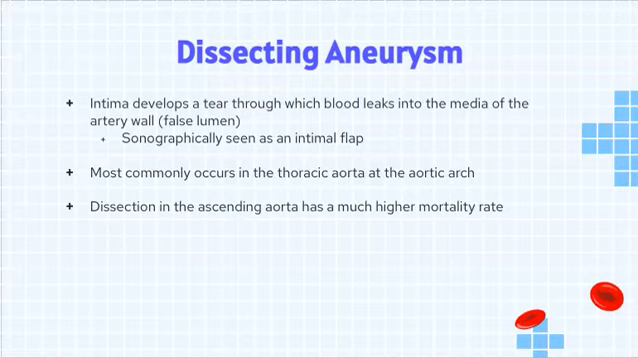Most commonly, a dissecting aneurysm occurs in the thoracic aorta at the aortic arch. If there is a dissecting aneurysm in the ascending aorta, the mortality rate is much higher. Dissecting aneurysms can also extend up into the carotid arteries, or if it's in the abdominal aorta, it can be in the femoral arteries as well.